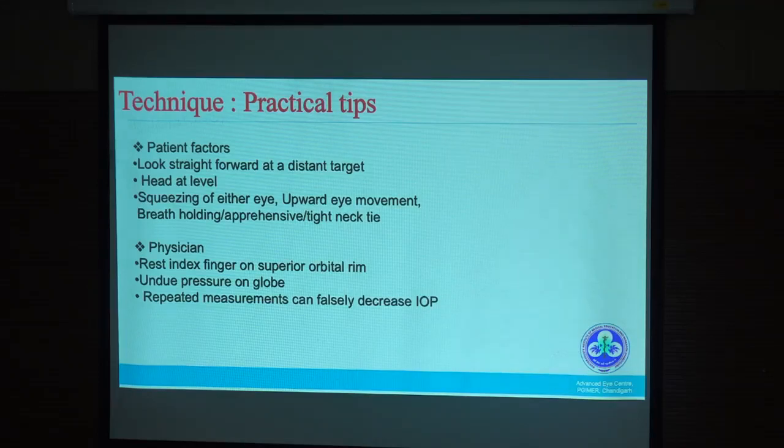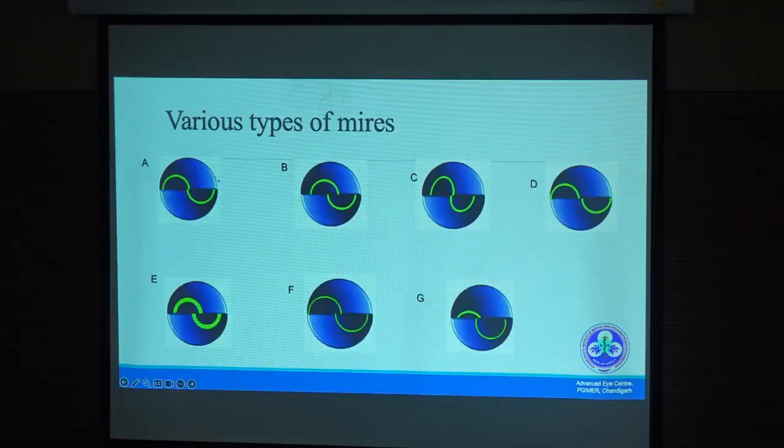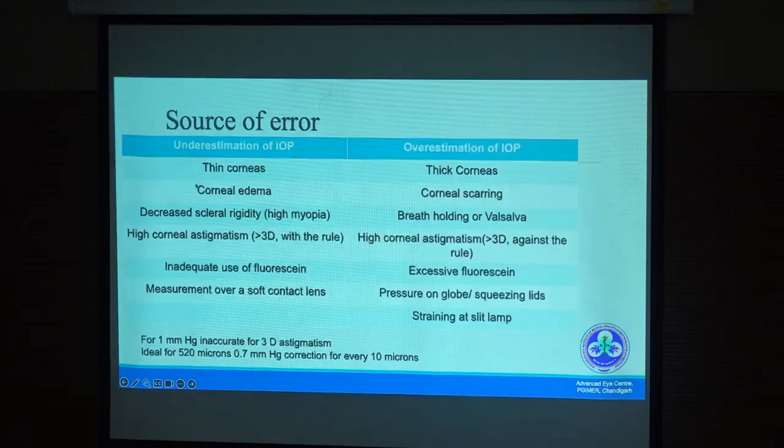So these are the various types of mires you can get. A should be the ideal one. B is overestimation. The second one is due to astigmatism. This is underestimation, from thick, highly stained or thick mires, or very thin mires. This is an asymmetrically placed prism, so this should not be happening. The first one should be the ideal mires for Goldmann applanation tonometry.